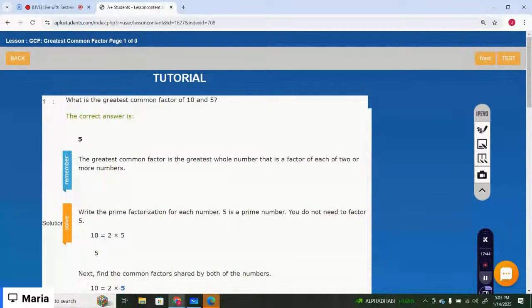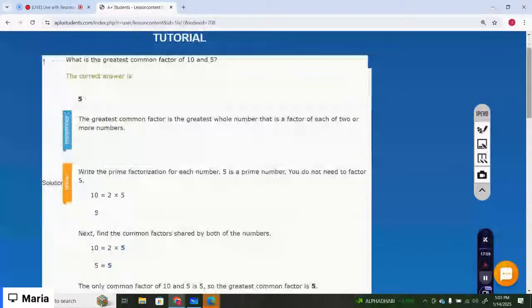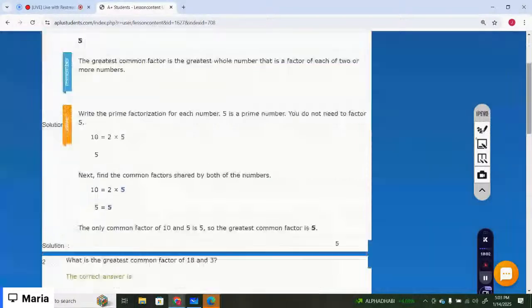What is the greatest common factor for 10 and 5? You need to write down the prime factors for 10 and 5, right? The prime factors of 10 are 2 times 5, and the prime factors of 5 are 5 times 1. So that means the only common factor for 5 and 10 is 5.